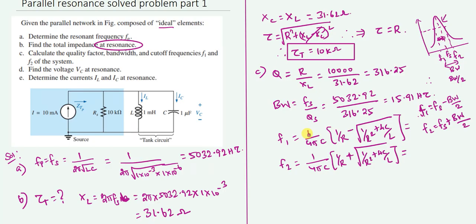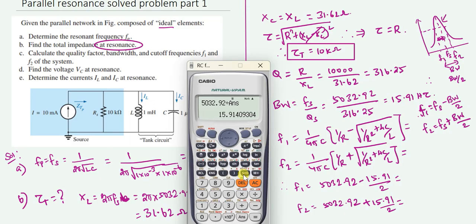And we know the value of Fs, which is nothing but 5032.92 minus the value of bandwidth, 15.91 divided by 2. And similarly F2 is equal to 5032.92 plus 15.91 divided by 2. So this is the value of F1 and F2. And we know that this is the value of bandwidth. So this is bandwidth divided by 2.